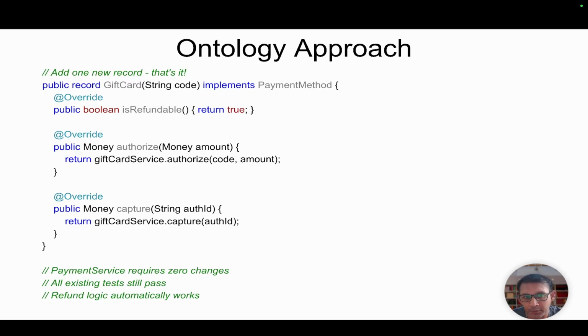In the ontology driven approach, you add one new record type that implements the payment method interface. You define how gift cards authorize, capture, and handle refunds. That's it. Your payment service requires zero changes. All existing tests still pass. The refund logic automatically works with gift cards because they declare themselves as refundable.